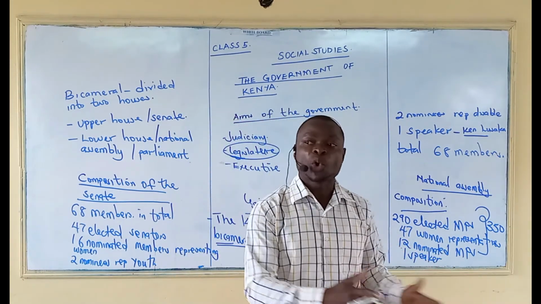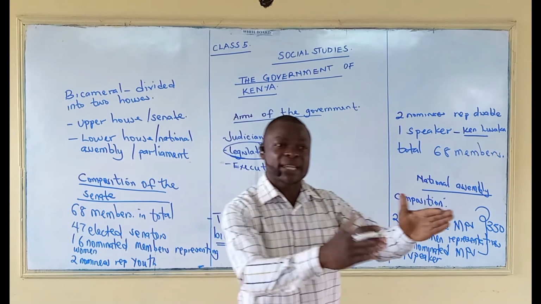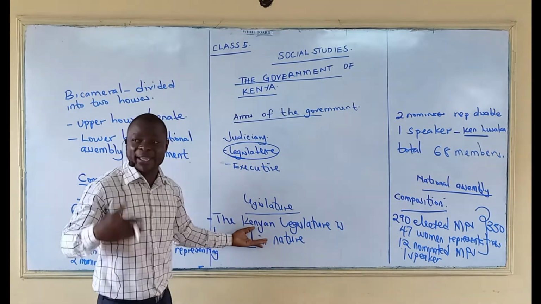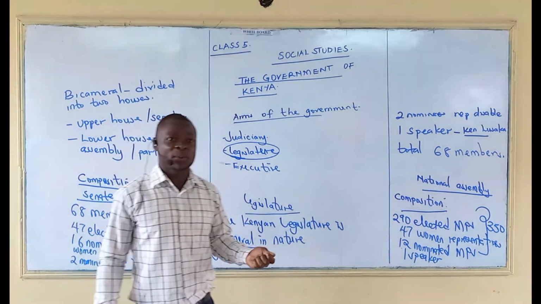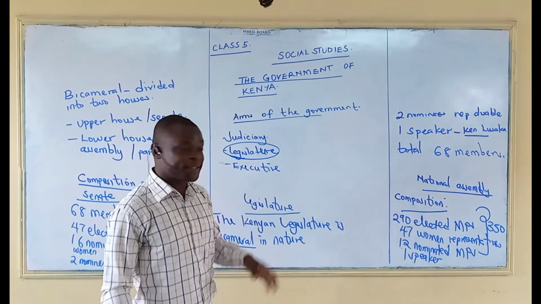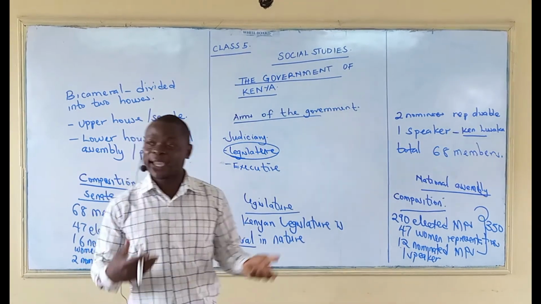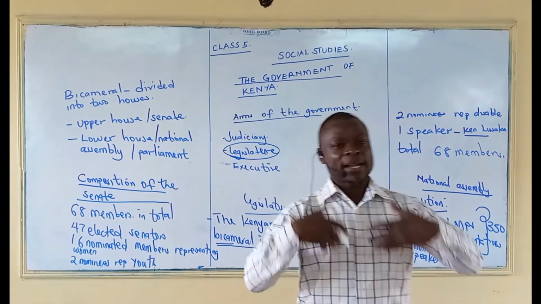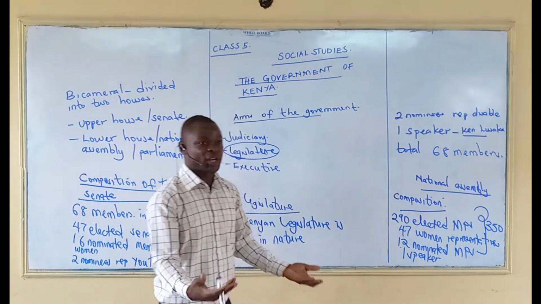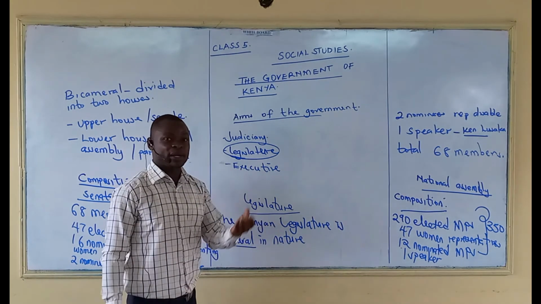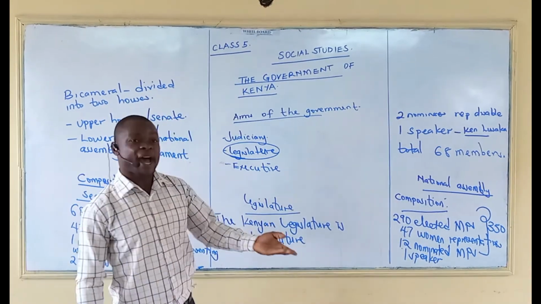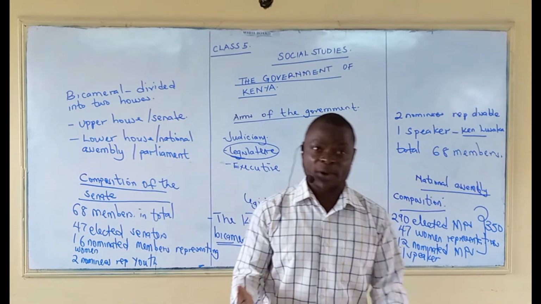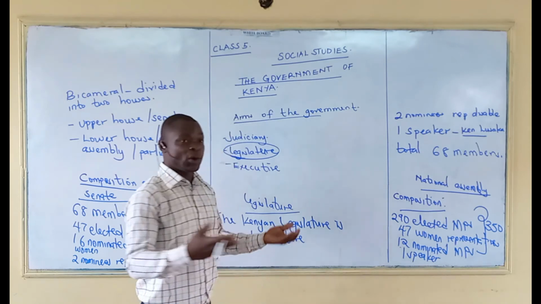I want you to get this from a simple example. If Teacher Opondo, who is teaching social studies here, was a member of parliament, and he contests to be elected as a speaker, once my fellow members of parliament elect me as a speaker, I would lose my seat of being a member of parliament and become a speaker. That is how a person becomes a speaker. The speaker initially was a member of parliament, but after being elected as the speaker, he ceases to be a member of parliament.